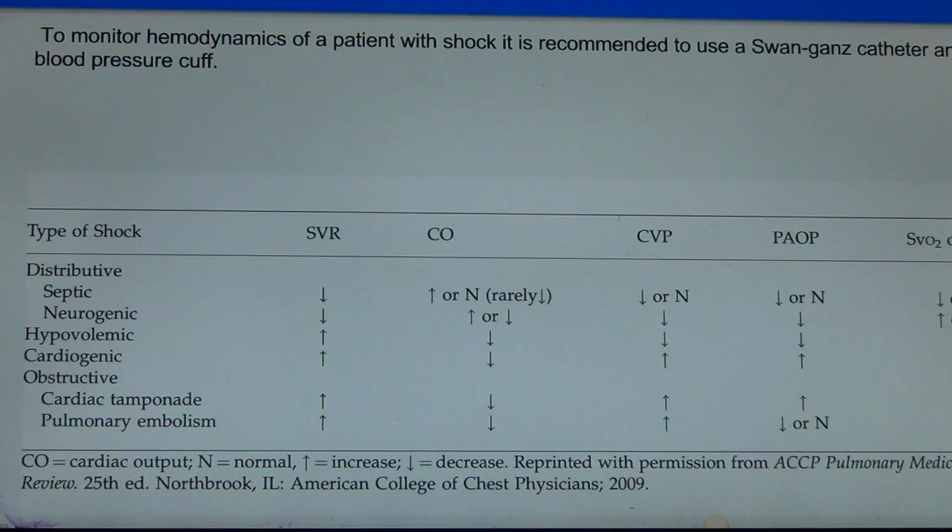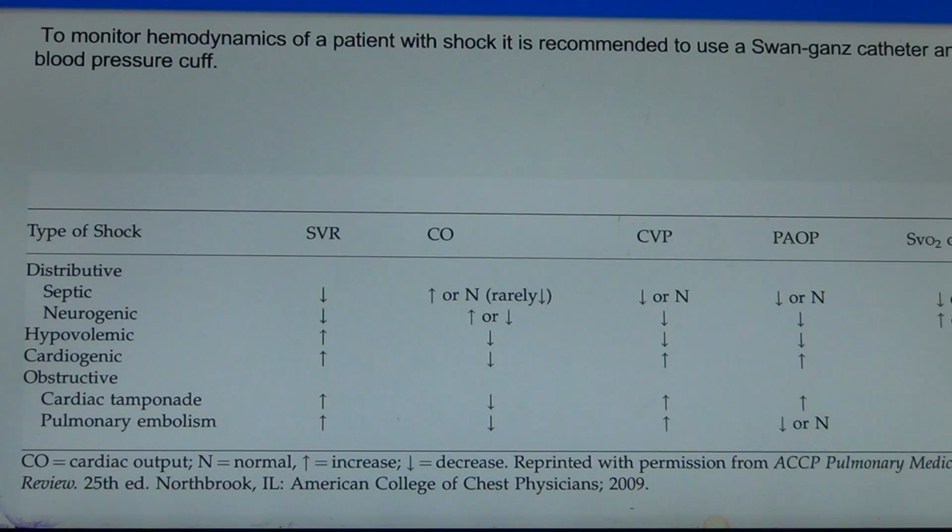For hypovolemic shock, the systemic vascular resistance is increased. The cardiac output is decreased. The central venous pressure is decreased. The pulmonary artery wedge pressure is decreased. And the mixed venous oxygen saturation is decreased.